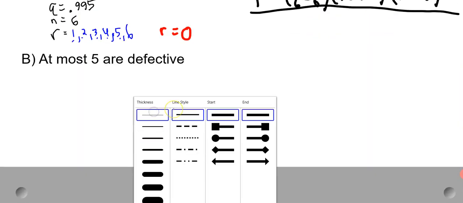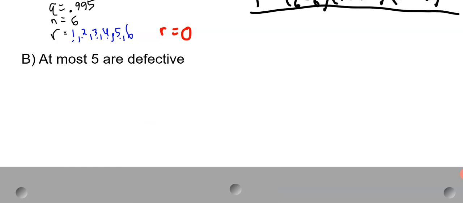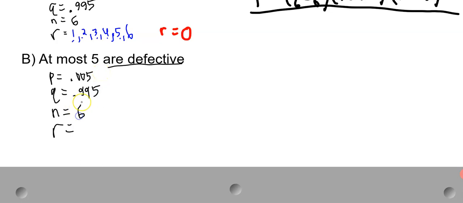So again, this is the complement of an event. All events have to add up to 100% here. So in this case, let's set up our variables, P, Q, N, and R. R defective. We want defective, so that's again 0.005, so that's still that. 0.995 is failure, which is actually not defective. And there are 6 trials. And I want at most 5. So I want R to be 0, 1, 2, 3, 4, or 5. I'm actually happy with any of those.